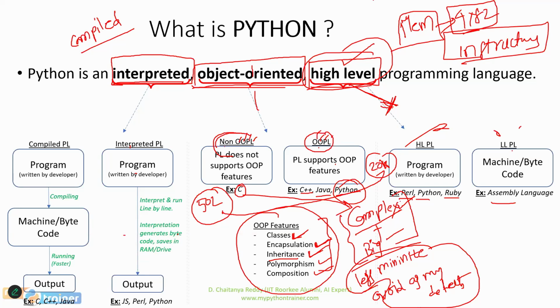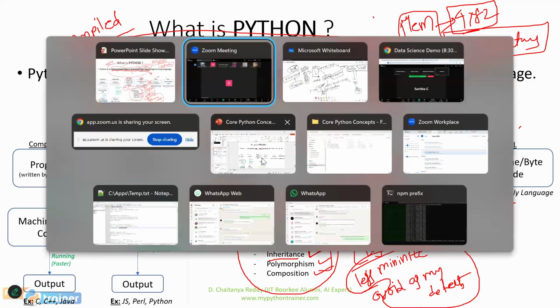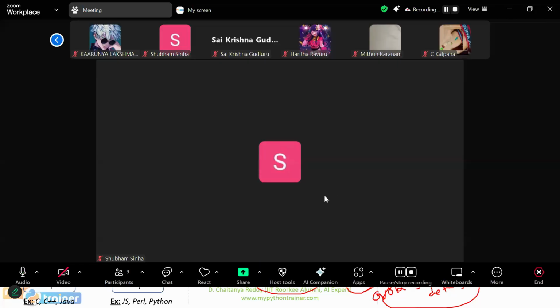So does everyone understand what Python is? When someone asks you what Python is, don't say Python is a programming language. The entire world knows that Python is a programming language, but what kind of programming language is Python? You have to say Python is an interpreted, object-oriented, high-level programming language. This is the categorization of the Python programming language. Clear? Does anyone have any questions on this so far? No questions? Good.